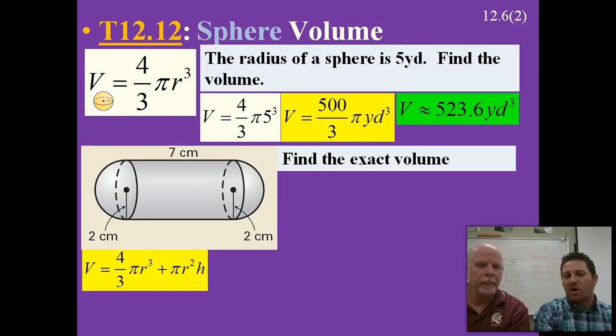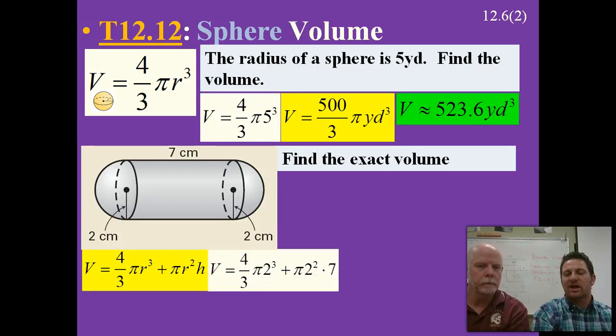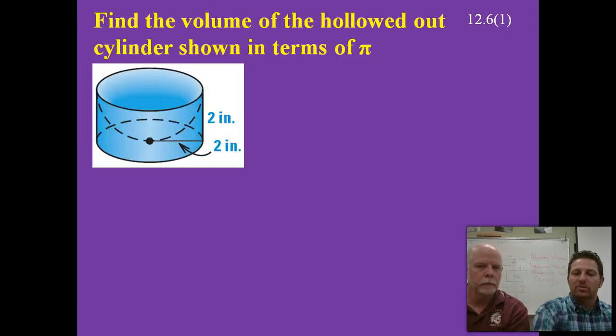Once again, all you got to do is plug things in. The radius is 2, so instead of r cubed, I'm going to have 2 cubed, and then the height is 7, and for r squared, you just plug in 2 squared. So I have 4/3 pi times 2 cubed, plus pi times 2 squared times 7 for the height, and you get exactly 116 over 3 pi centimeters cubed, or approximately, oh, it doesn't give us the approximation.